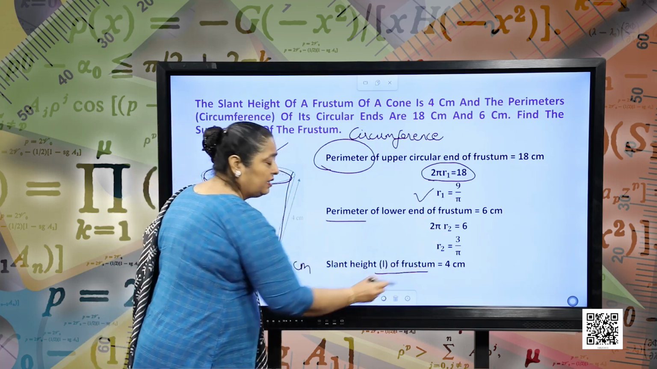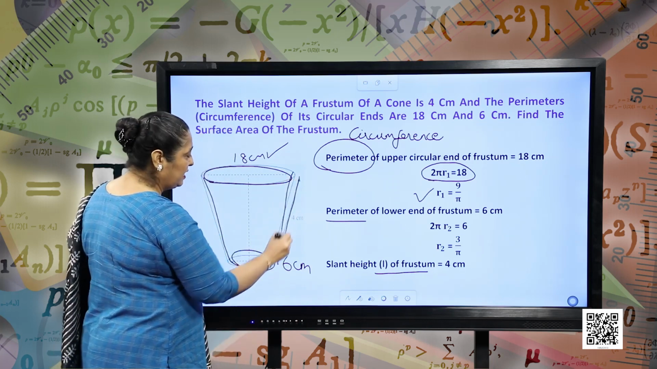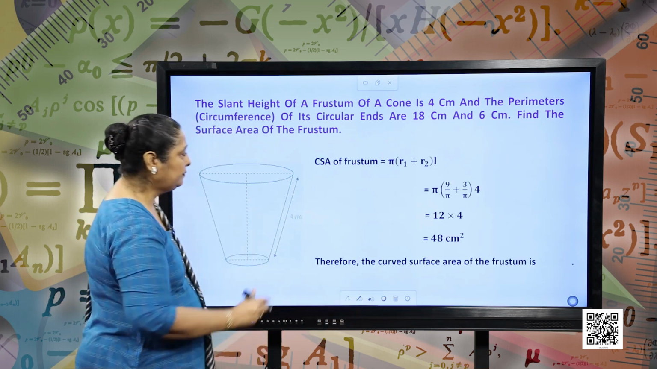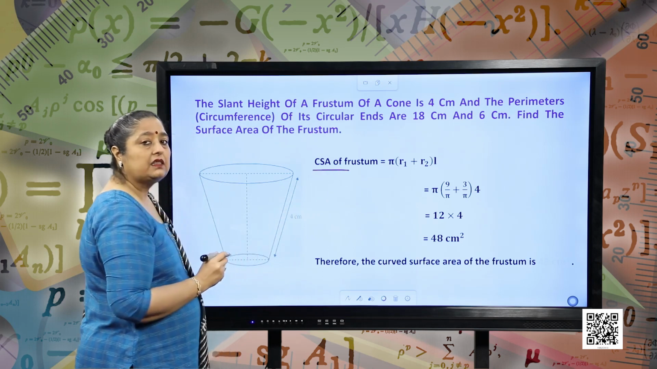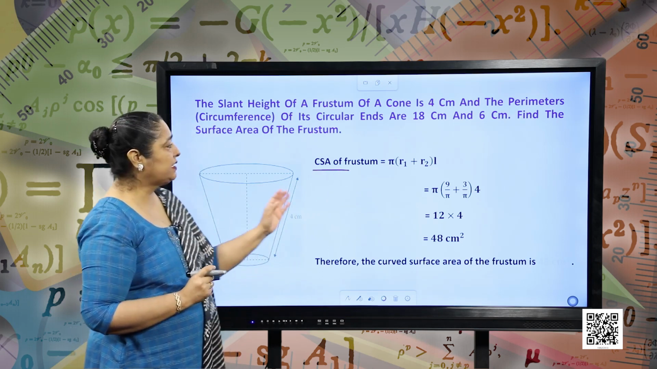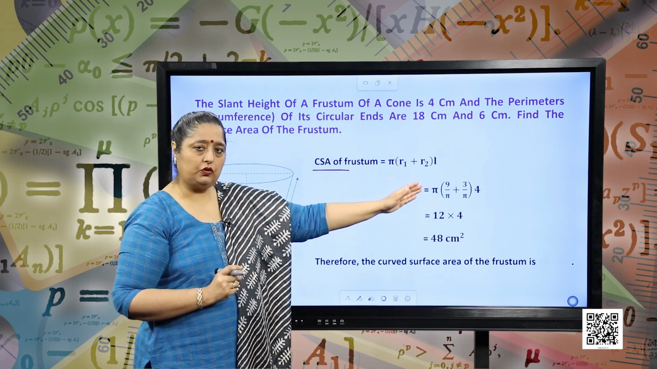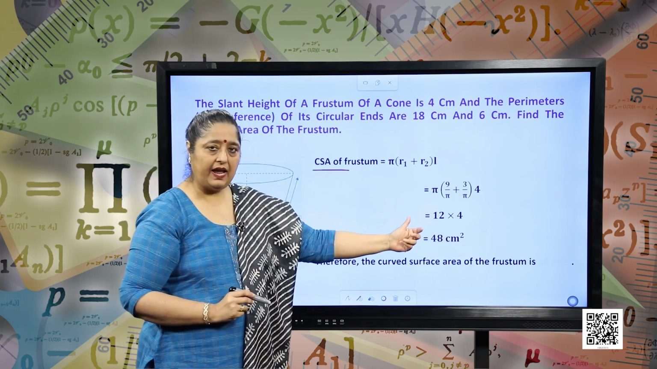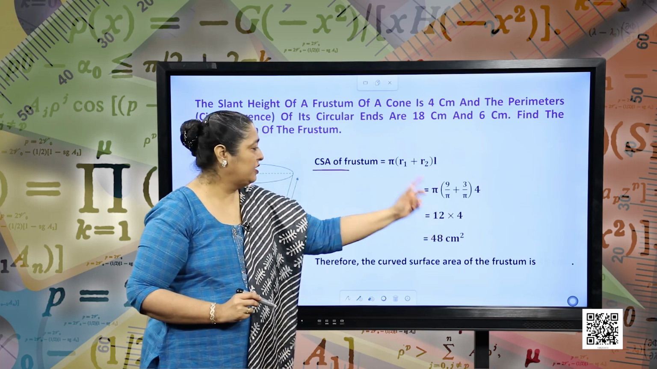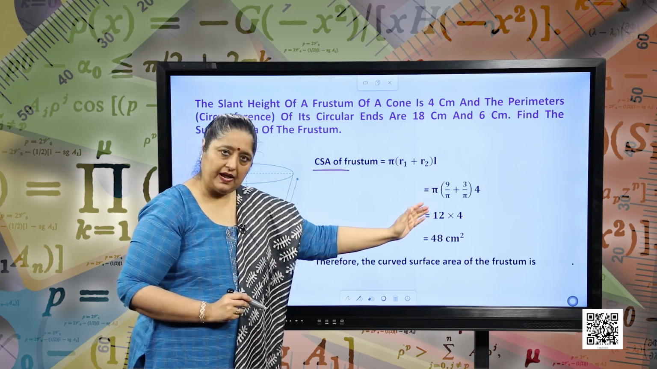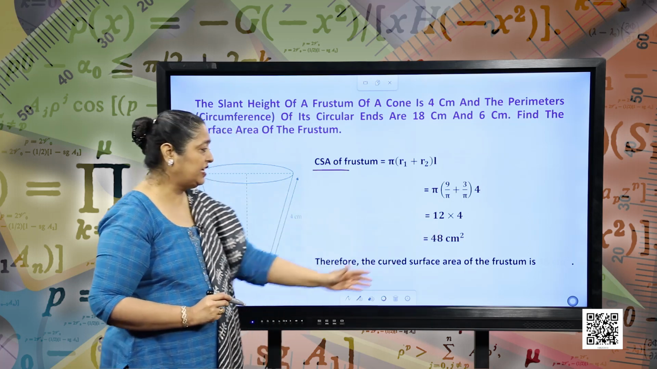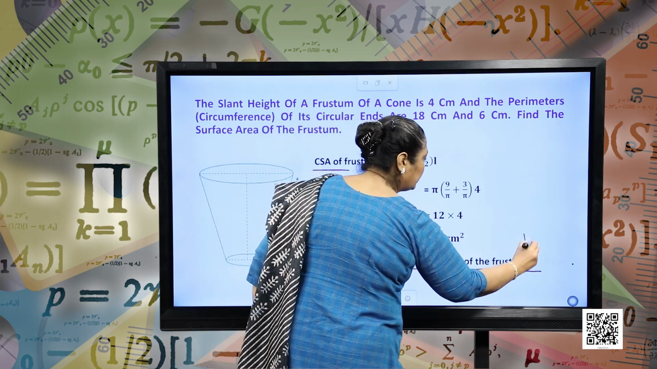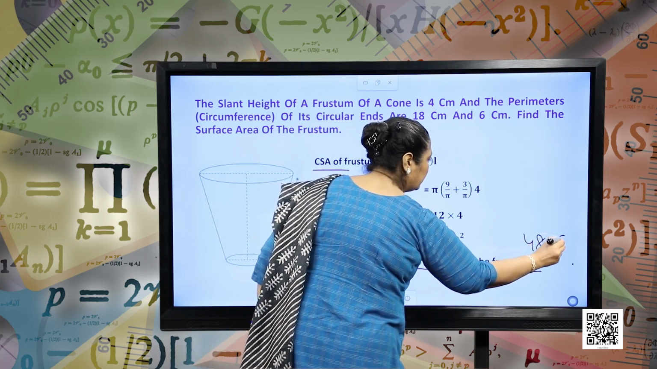Also, L, that is the slant height. This is the slant height. This is 4 centimeter. Okay. So, let us move forward. What is the CSA? The curved surface area of the frustum. It is given by pi (r1 + r2) into L. Substituting the values of r1, we have found it now, 9 by pi, and r2 is 3 by pi. So, substituting the values, cancelling pi, we have 12 into 4, that is 48 centimeter square. So, the curved surface area of the frustum is 48 centimeter square.